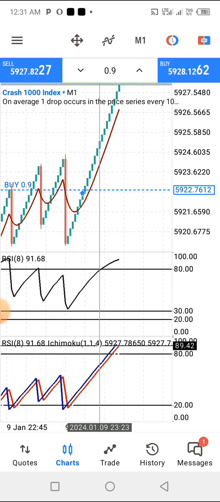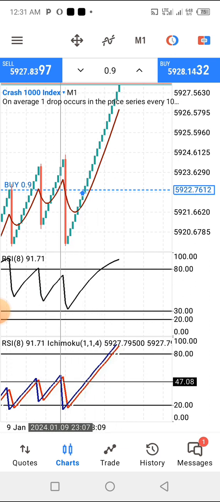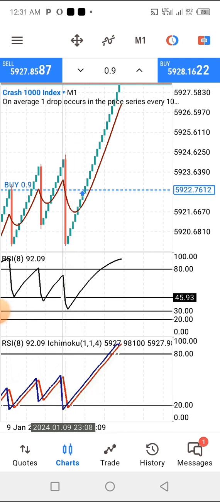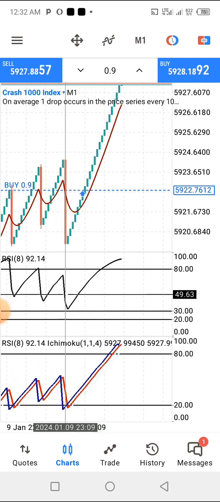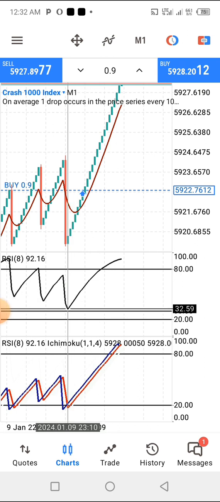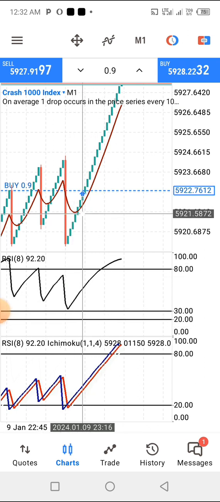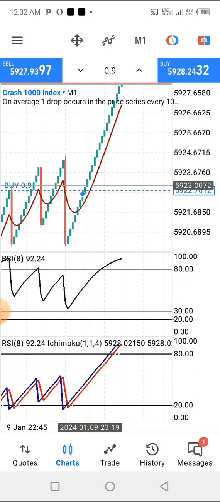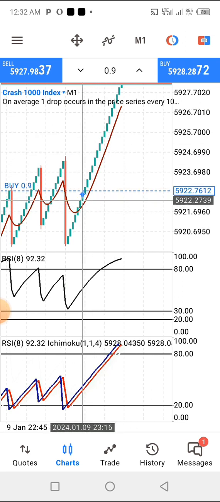The first thing you want to do is look at your indicator window 2. You have to wait for your Ichimoku to be on the level 20. Then on your indicator window 1, you wait for your indicator here to be on the level 30 or between level 30 and level 20. Then the final thing will be on your main chart: when you see your candlestick crossing the moving average. Once you see the moving average crossing the candlestick to the upside and the candlestick crossing the moving average, that's when you open your position.